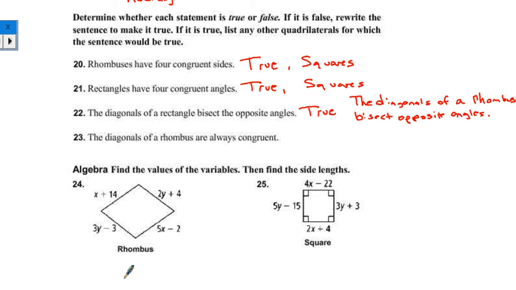Let's see. Oh, I wrote true, even though I said false and then put the correct answer down. I apologize for that, guys. Let's try to fix that again. That was my fault. Just wrote too fast.